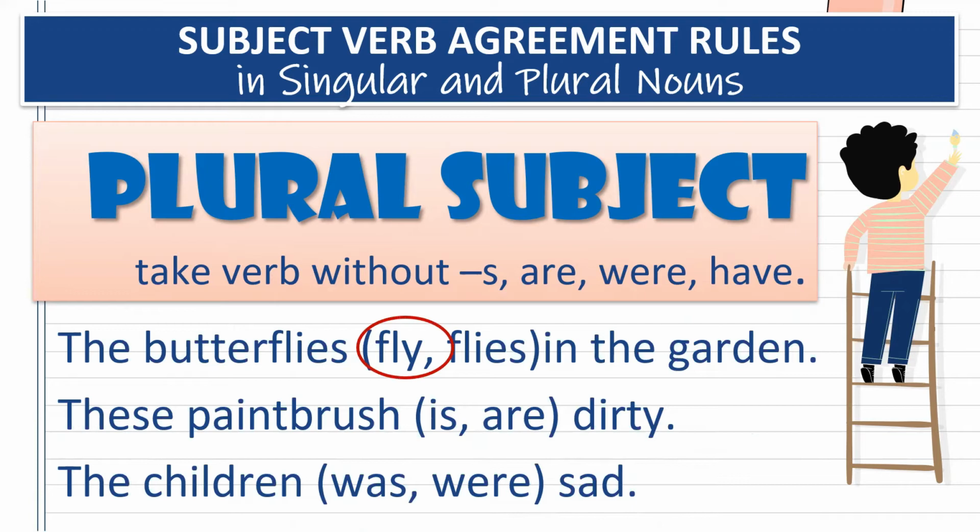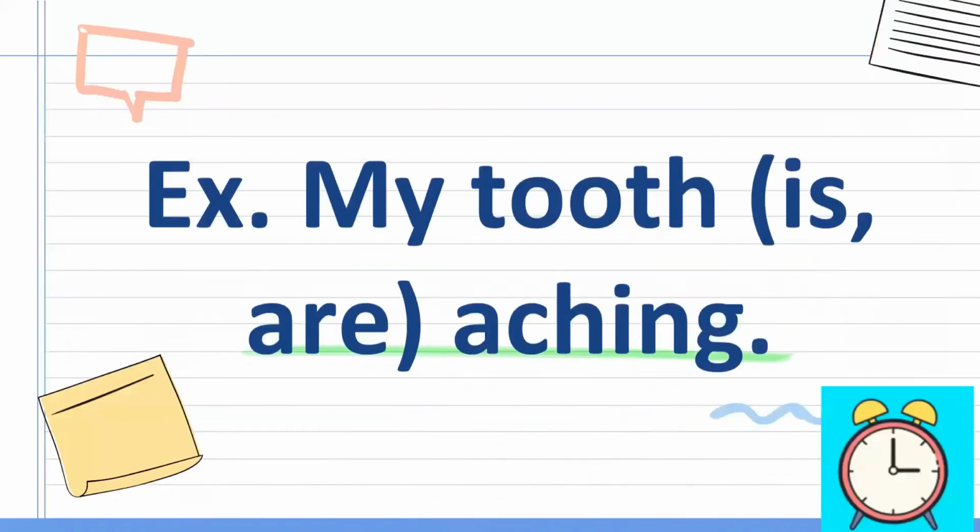These paintbrush are dirty. Since paintbrush here is a singular noun, but I believe this should be a plural noun, then you must use the word are, because the plural of paintbrush is paintbrushes. Next, the children were sad. Here, our subject is children, therefore our verb is were. Let's try to use this one in exercises.